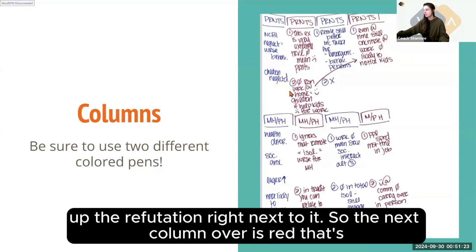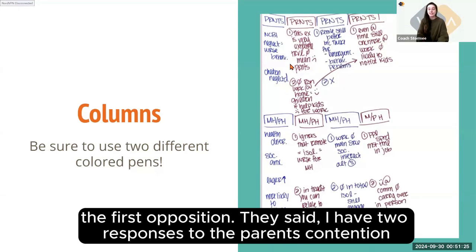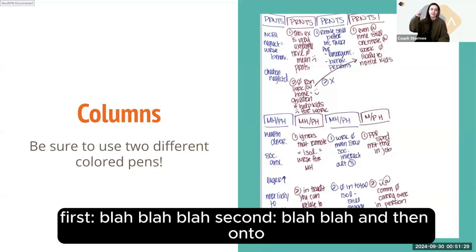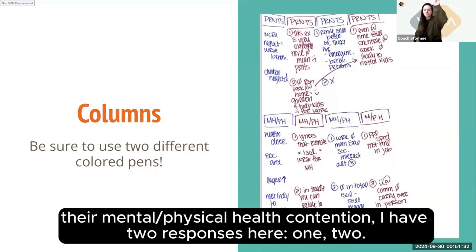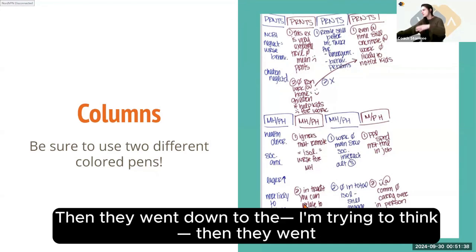So the next column over is red. That's the first opposition. They said, I have two responses to the parents' contention. First, blah, blah, blah. Second, blah, blah, blah. And then onto their mental health and physical health contention. I have two responses here. One, two.